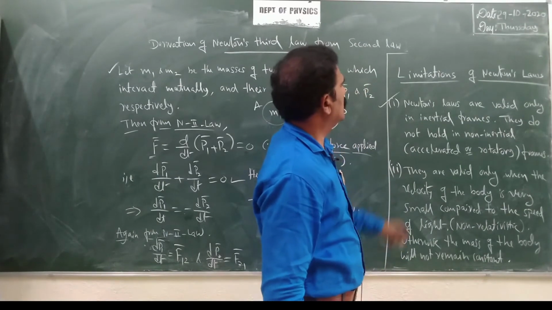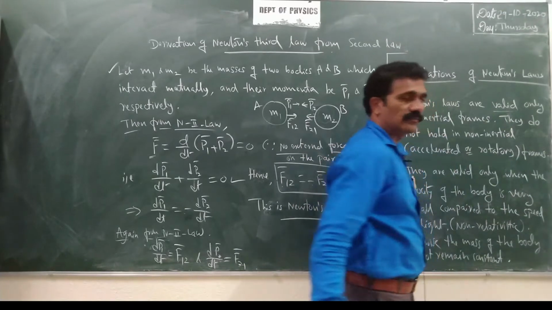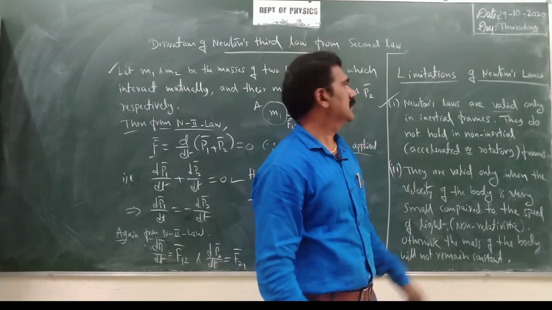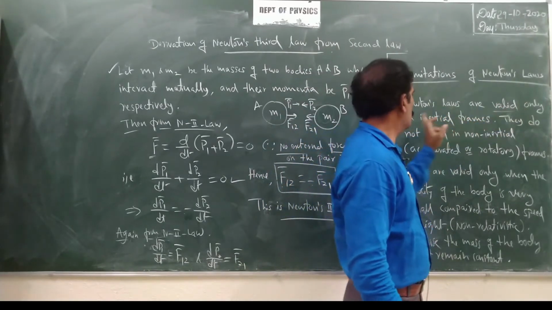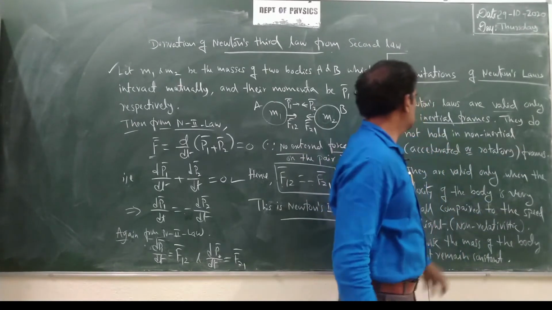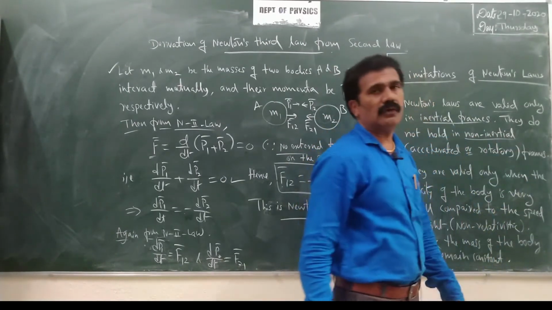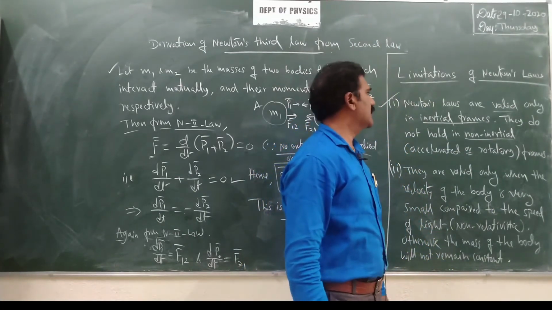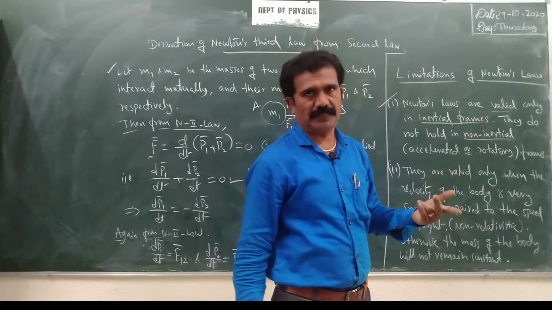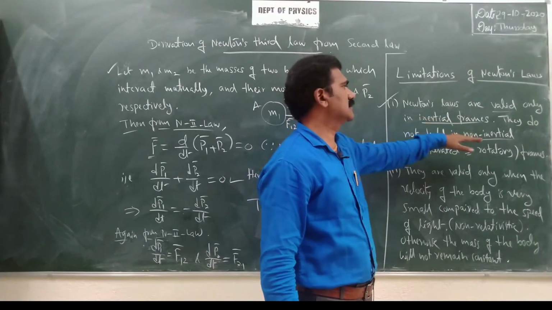The first one is that Newton's laws are valid, of course, but with some restrictions. What is that restriction? That is called a limitation, right? So Newton's laws are valid only in inertial frames. Okay, they do not hold in non-inertial frames. As of now, you may not have an idea about inertial and non-inertial frames, but you will come across them in the special theory of relativity according to Einstein.